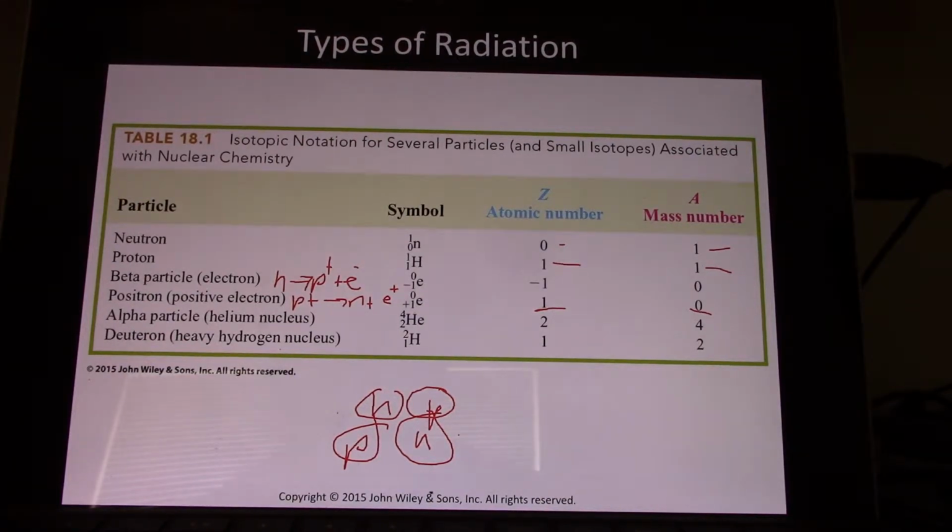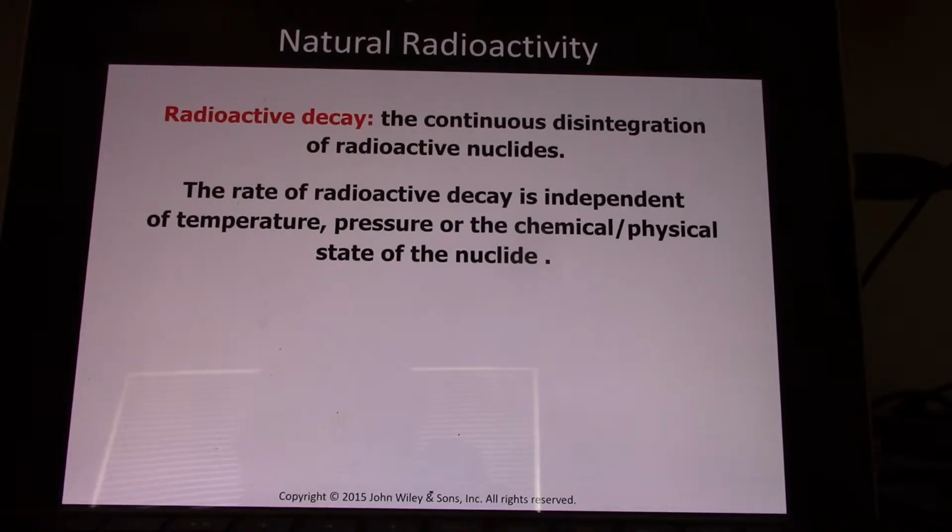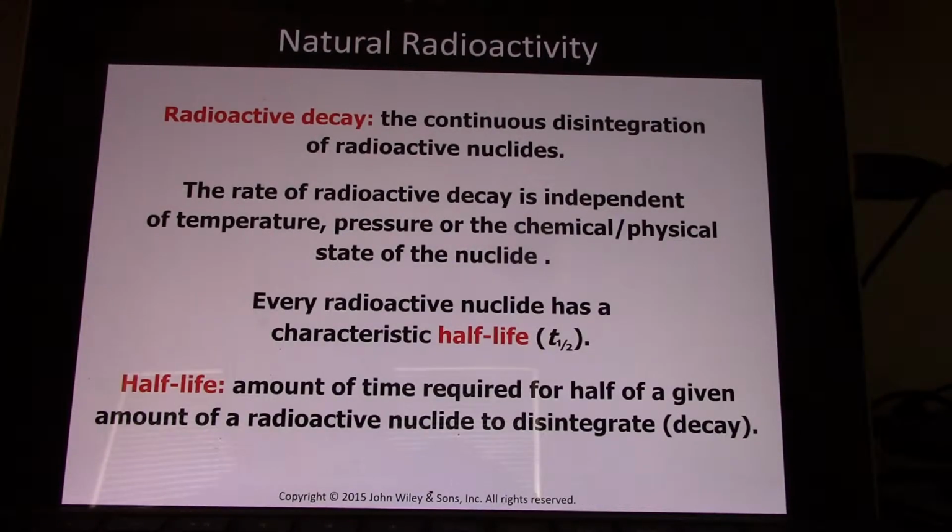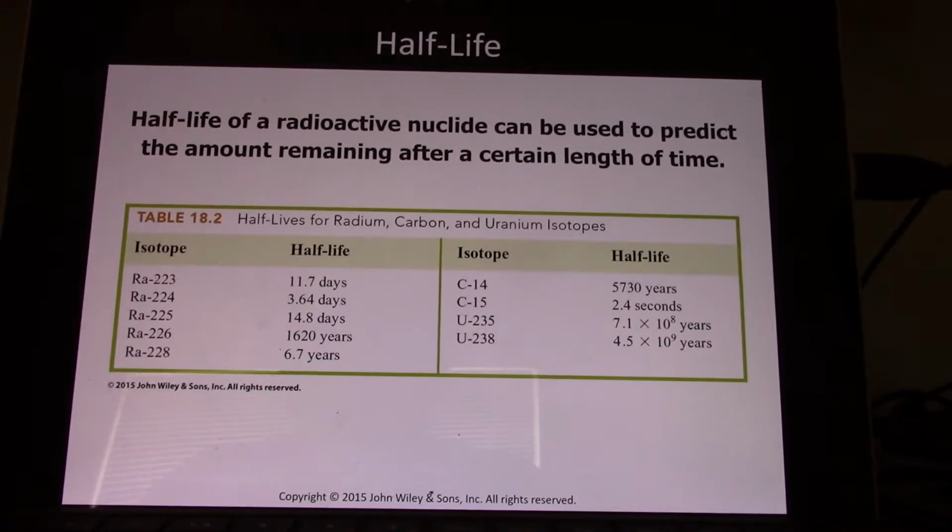Radioactive decay is the continuous disintegration of radioactive nuclides, and this is independent of temperature, pressure, or chemical and physical state. It has a half-life. A half-life is how much time it takes for 50% of what is there to disintegrate. After 1 half-life, you have half as much as you started with. And then after another half-life, you have half again. So after 2 half-lives, you only have 1/4 of your beginning material.